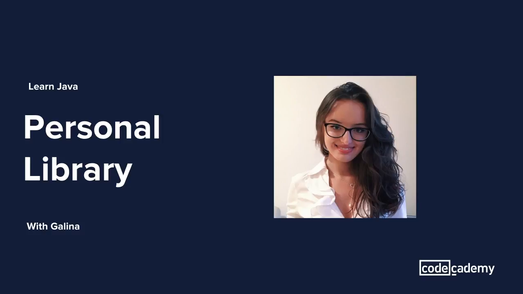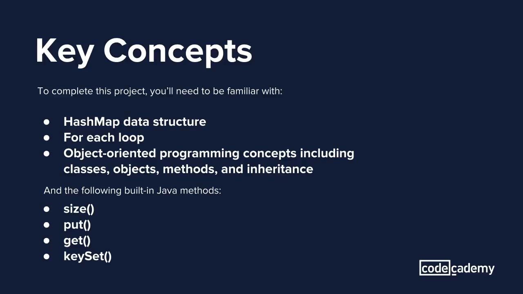Today, we'll be covering the Personal Library Freeform project, part of the Learn Java course. Now, before we get started, let's take a look at some of the concepts we'll be working with today. To complete this project, you'll need to be familiar with the hash map data structure, the for each loop, and object-oriented programming concepts, including classes, objects, methods, and inheritance.